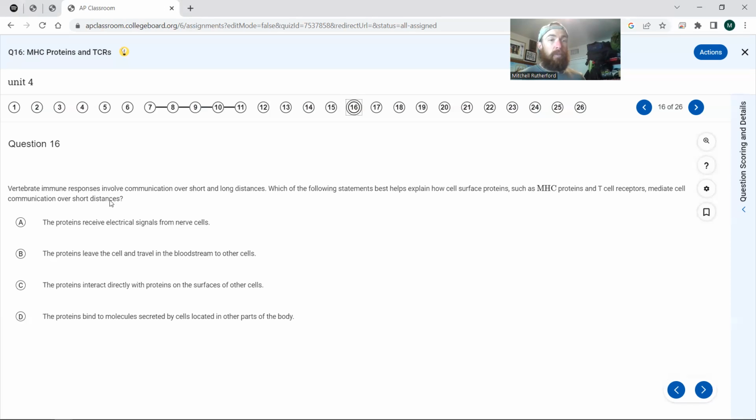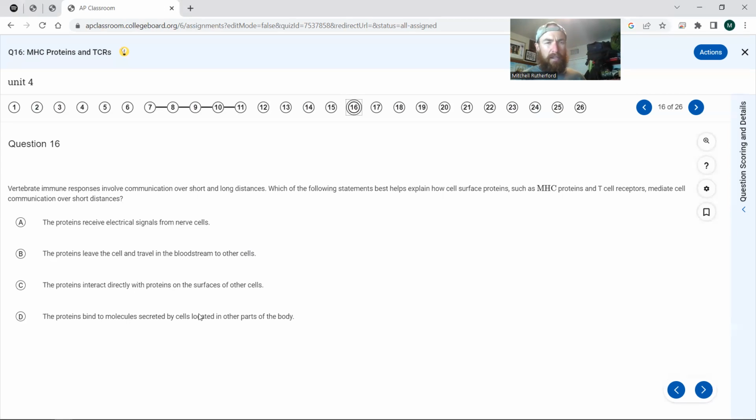So let's try. The proteins receive electrical signals from nerve cells. That's long distance kind of stuff. Okay. The proteins leave the cell and travel in the bloodstream. That's long distance. And the proteins interact directly with proteins on the surface of other cells. That sounds pretty nice. From cell to cell, protein to protein. Okay. It's not some big trip across your body with the bloodstream, or a huge nerve cell coming from your body to your brain and spinal cord and then back out. So I like C. If I'm rushing on this, I'm going C.